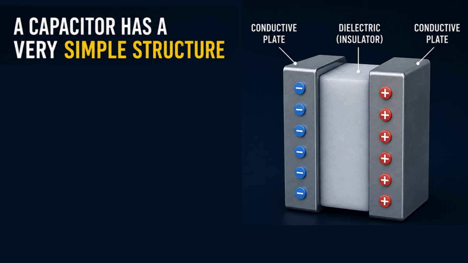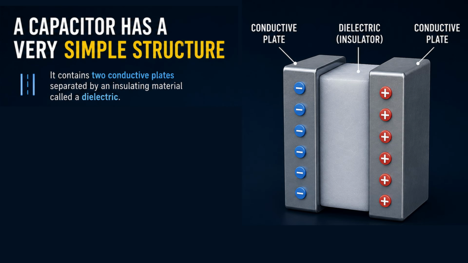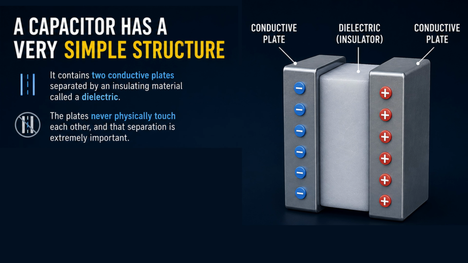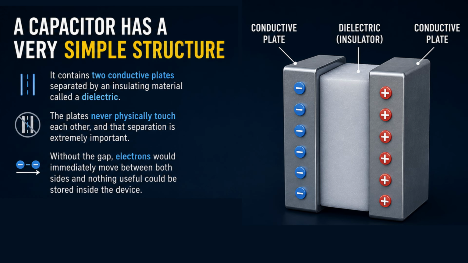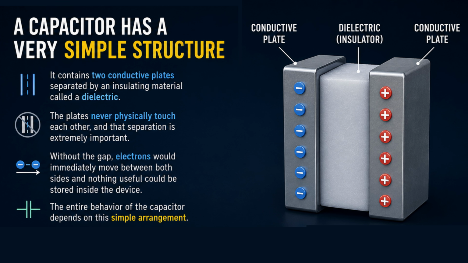A capacitor has a very simple structure. It contains two conductive plates separated by an insulating material called a dielectric. The plates never physically touch each other, and that separation is extremely important. Without the gap, electrons would immediately move between both sides and nothing useful could be stored inside the device. The entire behavior of the capacitor depends on this simple arrangement.